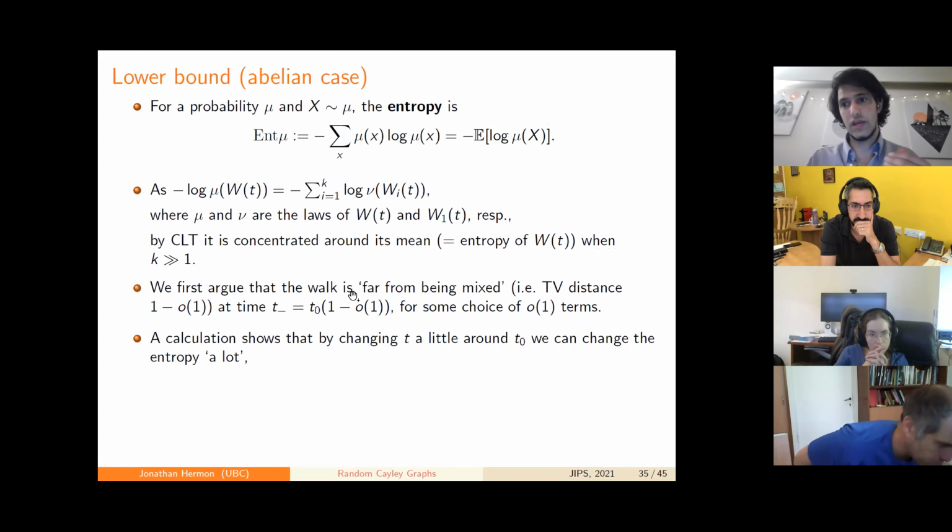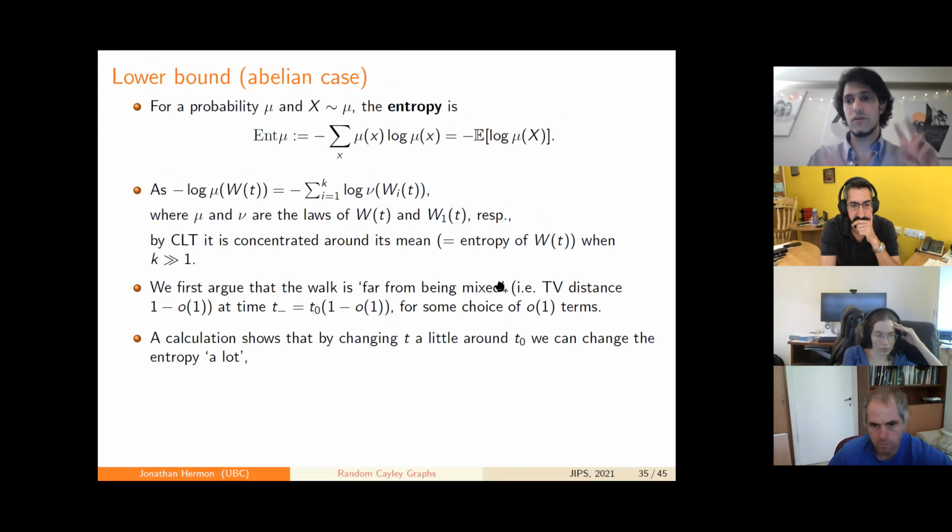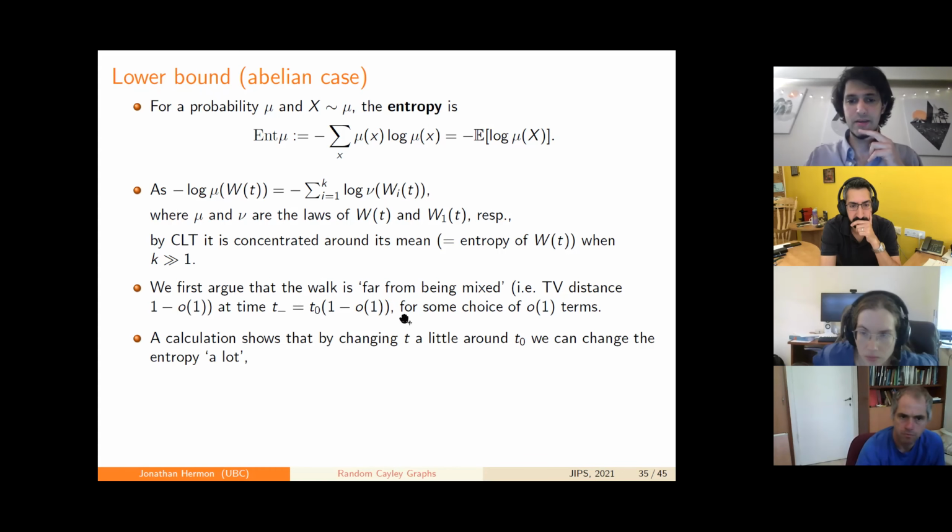So we want to show the lower bound on the mixing time. What that means is that shortly before the entropic time, the walk is far from being uniform, or far from mixed. So the total variation distance is 1 minus little o of 1. And we're going to consider a time t minus, which is slightly smaller than T0, the entropic time.